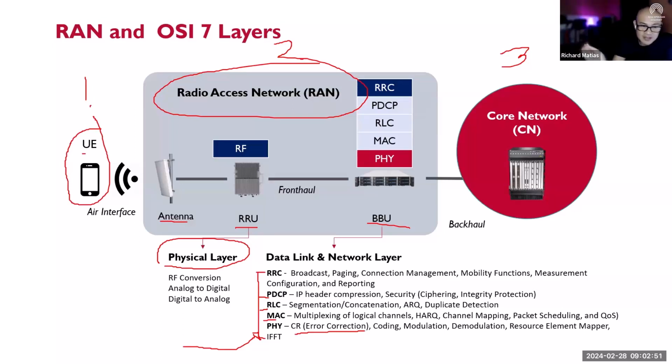Now the RRC is the broadcast. Once it is deployed already, if you want to page somebody, you want to call somebody, this is where the signaling comes in. So you are paging the caller or the recipient of the call. Same thing with the delivery or the courier or Lazada.